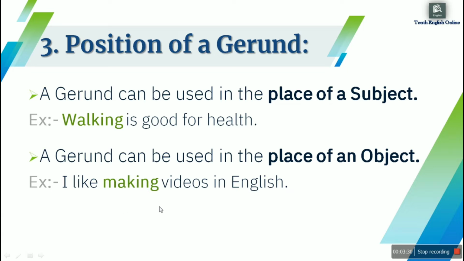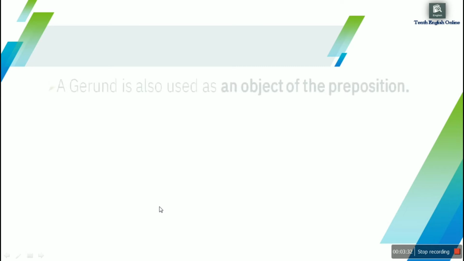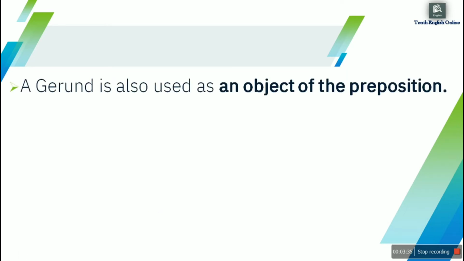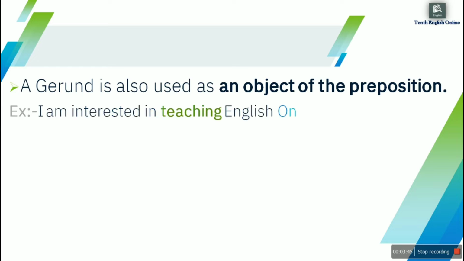Next, a gerund is also used as an object of the preposition. So we know very well objects of the verbs are different, objects of the prepositions are different. Okay, I'll give you an example here. Try to understand this. I am interested in teaching English online. Now see here, I is a subject, am interested is a verb, in is a preposition. Right? So teaching is a gerund, it is a noun, it is the object of the preposition in.